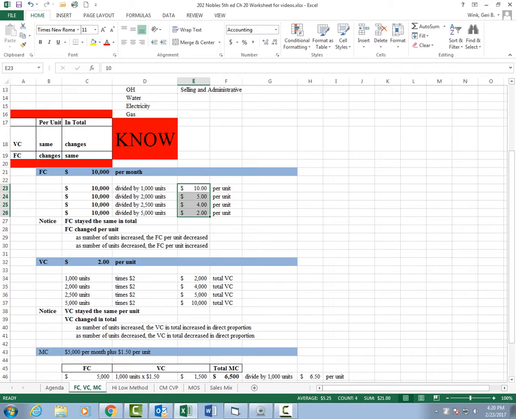As your number of units increased, so we went from 1,000 to 5,000, the fixed cost per unit decreased. So it's an inverse effect. It went from $10 to $2. As the number of units decreases, so we go from 5,000 down to 1,000, the fixed cost per unit will increase in a proportional manner. Okay, did you get that? If not, pause the video, work out the numbers, reread it, make sure you understand it.